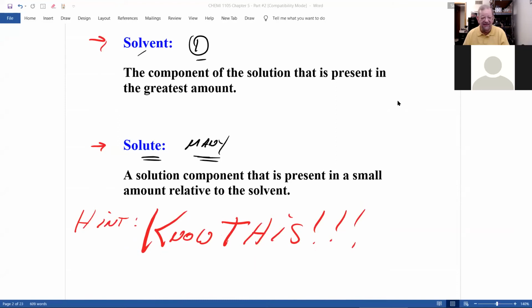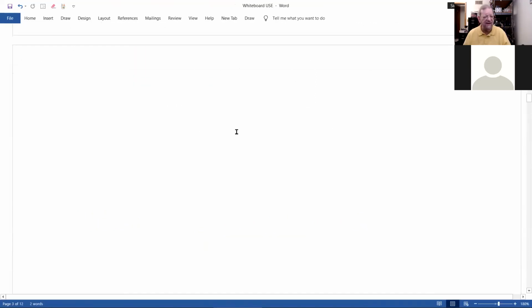And Dina, the answer is yes, it is, but that's another aspect which we'll get into later in the semester. I just had a private message from someone, but I responded. All right, let's take a look at solvent and solute. Everybody see my whiteboard now?